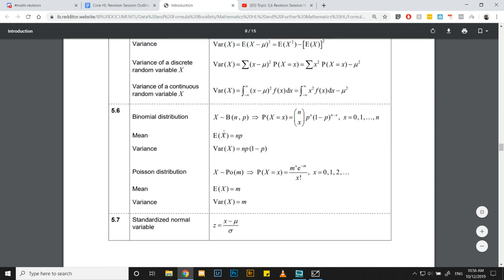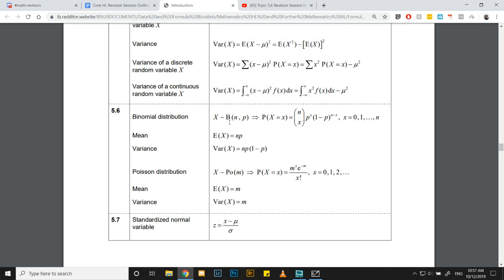And then you have a mean and variance for a binomial distribution, np and np times 1 minus p. If you're in the statistics option, this will become useful. You'll actually learn the derivation for why this formula works.